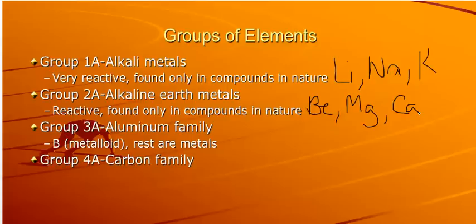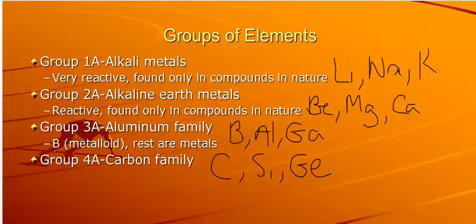Group 3A. Now we're jumping all the way over to boron, aluminum, gallium, that group. That's called the aluminum family. That's not too bad. It's got aluminum in it. Group 4A is called the carbon family, and it starts with carbon. You got carbon, silicon, germanium, and so forth in that group. And remember, if they're in the same group, they have similar properties, so they behave very similarly chemically.